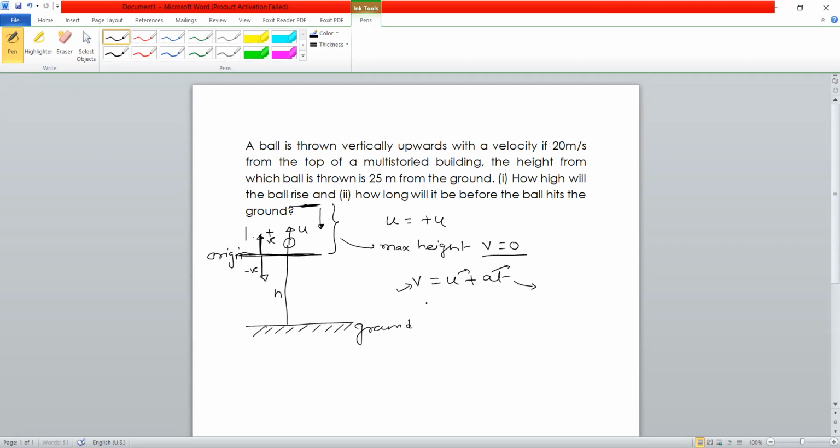So, replacing all these values from the problem: v equals 0 for maximum height, u equals plus u as given. Acceleration here is minus g, because g is always acting in the negative direction of our measurement. This is the direction of g. And t is the time taken to reach that maximum height. Putting these values, we get time equal to u by g.